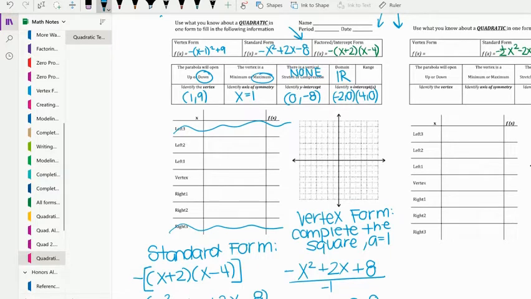So we have the vertex is (1, 9), and then I'm going to pick two numbers smaller than 1, like 0 and -1, and two numbers larger, like 2 and 3. And then I'm going to plug them in. You could put it in any form, but personally, I think it might be easier to put it in the factored form. Remember they're symmetrical, so I'm going to pick 0, and I know that will have the same answer as if I were to plug in 2.